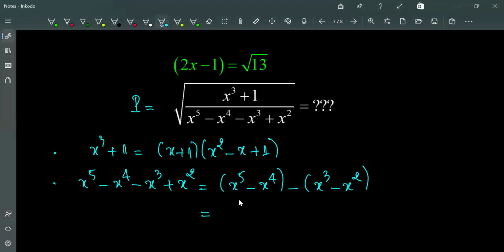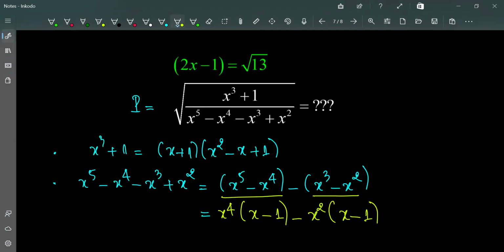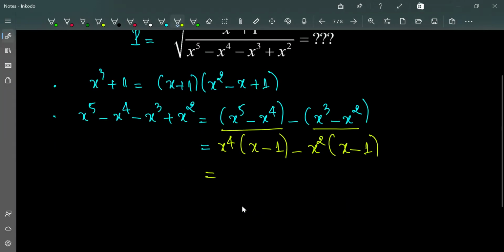Okay, so for this expression, I want to factor out x power 4. So we write x power 4 times x minus 1. And for this expression, I want to factor out x squared. So we can write x squared times x minus 1. And then we can factor out x minus 1. So we write x minus 1 times x power 4 minus x squared.